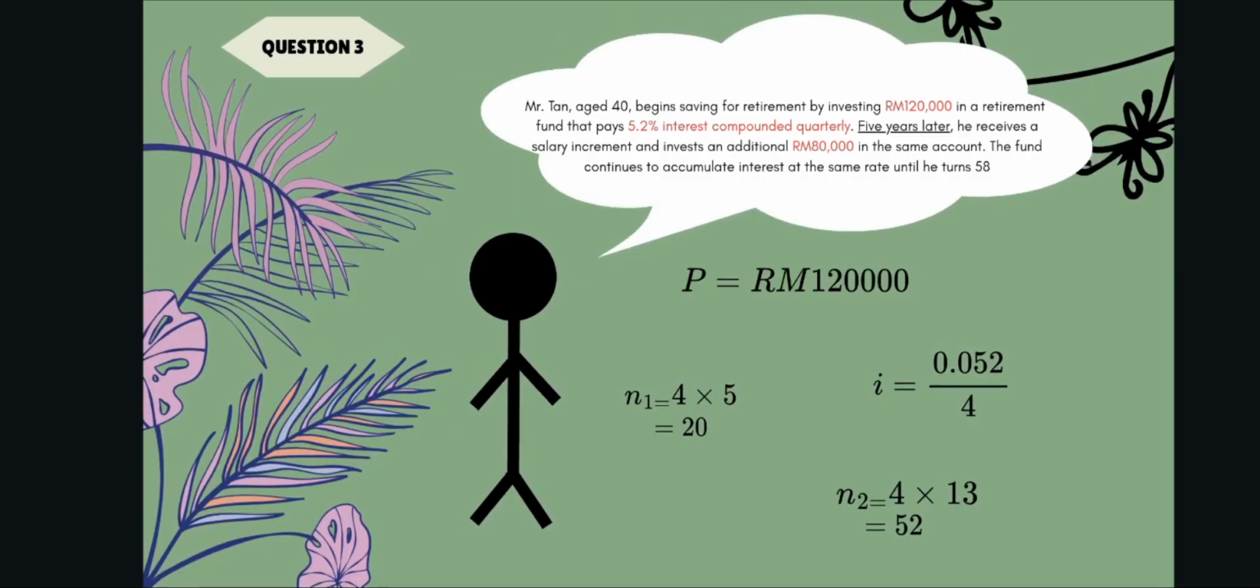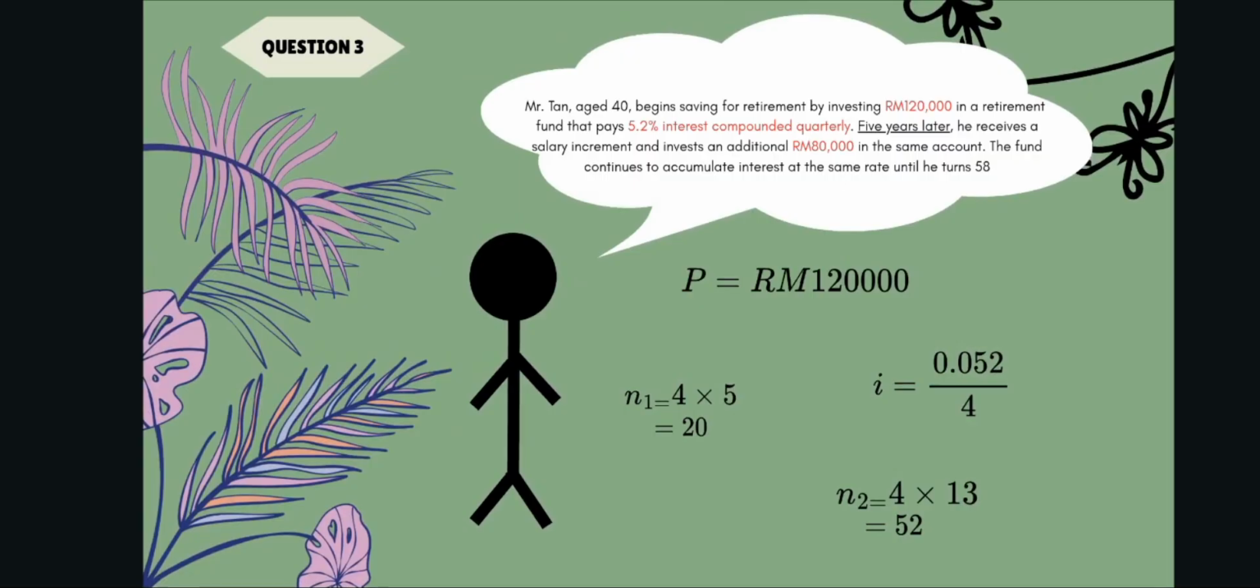Now, I will explain how to do question 3. Mr. Tan, age 40, begins saving for retirement by investing 120,000 ringgit in a retirement fund that pays 5.2% interest compounded quarterly. 5 years later, he receives a salary increment and invests an additional 80,000 in the same account. The fund continues to accumulate interest at the same rate until he turns 58.